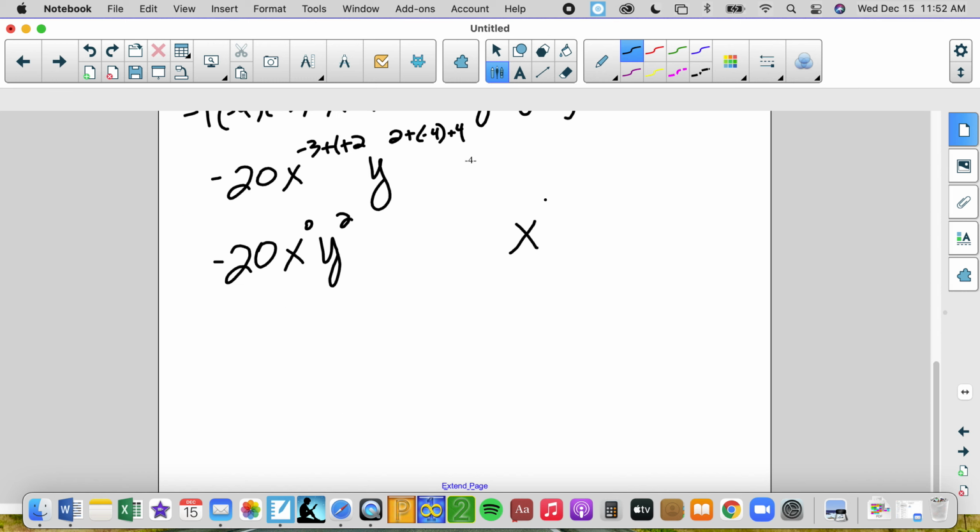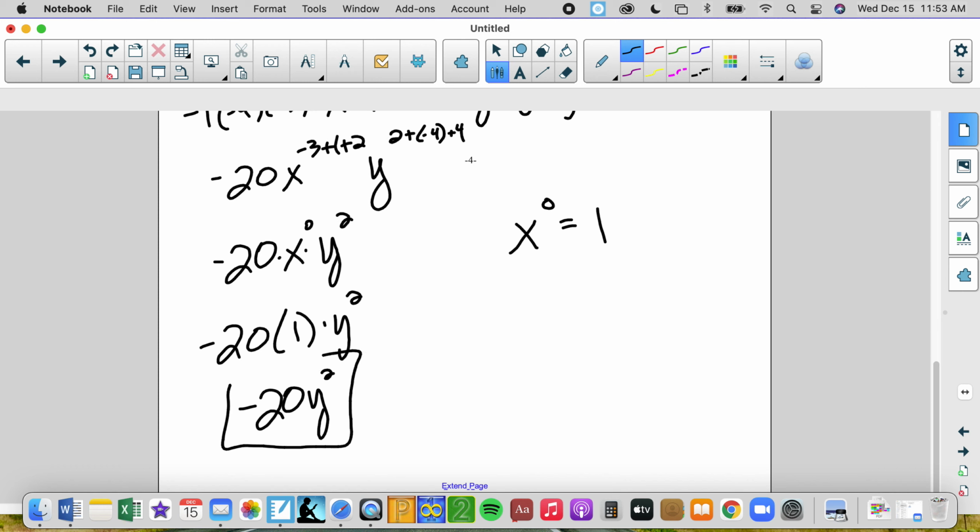This needs to be simplified. That is equal to 1. Anything to the 0 power is 1. So we're multiplying these things: -20 times 1 times y to the second. -20 times 1 is -20. Y to the second would be my answer.